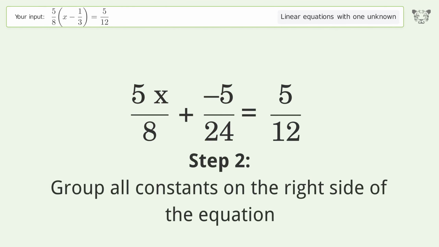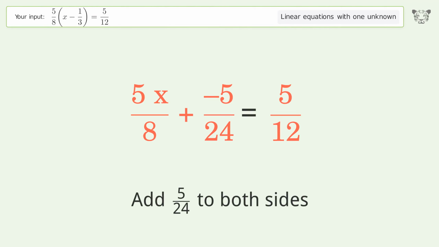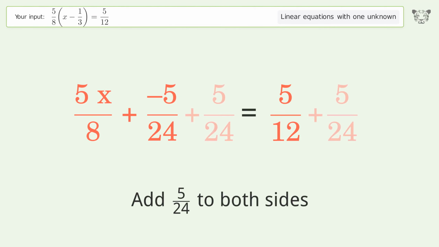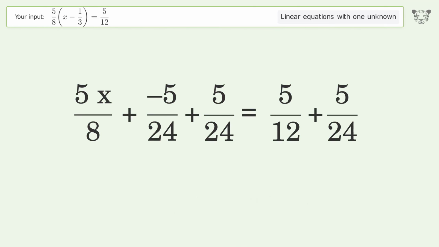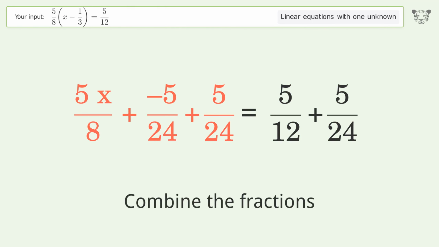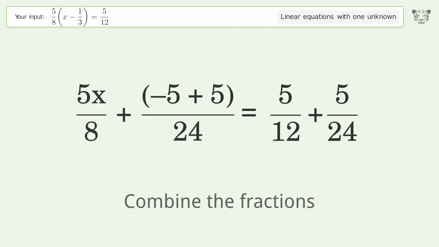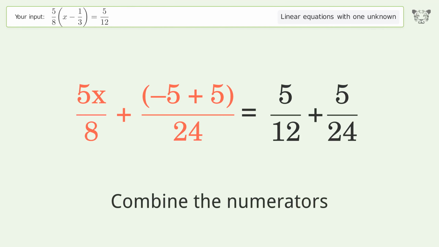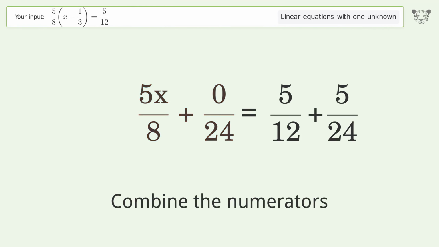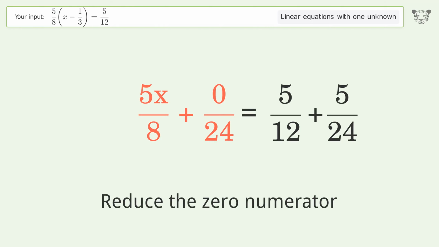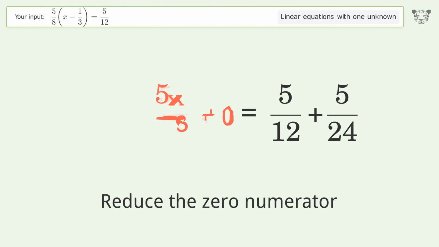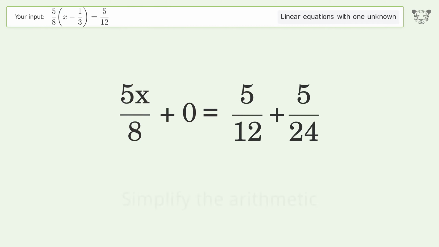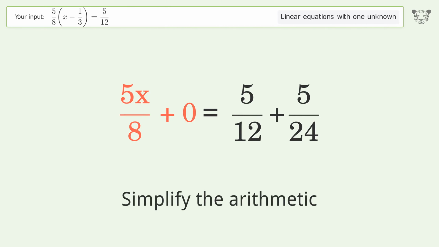Group all constants on the right side of the equation. Add 5/24 to both sides. Combine the fractions. Combine the numerators. Reduce the zero numerator. Simplify the arithmetic.